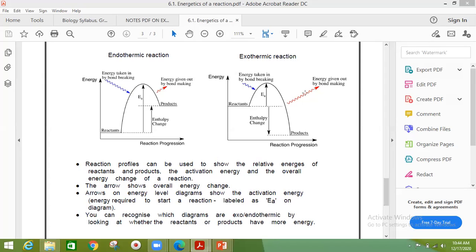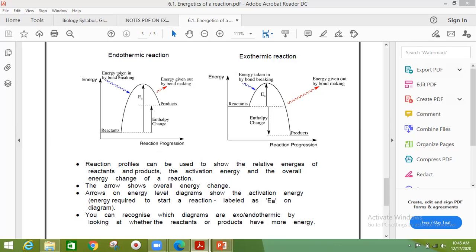Maybe these diagrams are given to you and you need to write or identify whether this first diagram is for exo or maybe for endo. So see here, from where you will write, see where is reactant, where is product. If product is greater than reactant, endothermic. If reactant is greater than product, then it is exothermic.